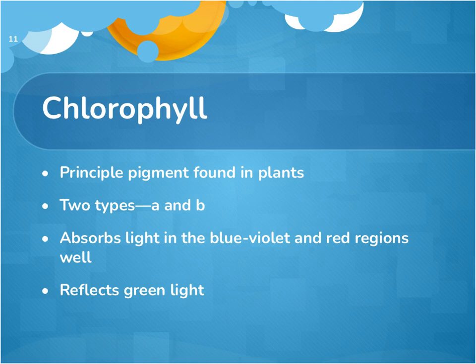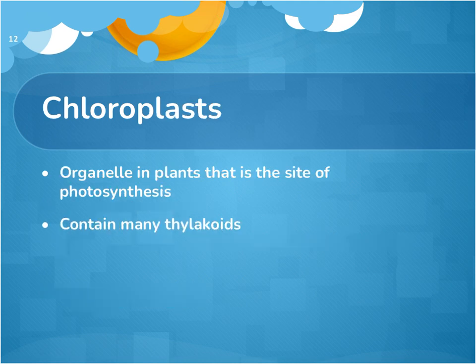Chlorophyll is the principal pigment found in plants. There's two types, so there's chlorophyll A and chlorophyll B, and they absorb light in the blue to violet and red regions as well, but they very much reflect green light, which is why plants appear green to your eye. Chloroplasts are organelles in the plants, and they are the site of photosynthesis, and they contain many thylakoids, which are structures that house some of the major proteins that are associated with photosynthesis, including chlorophyll, the pigment.